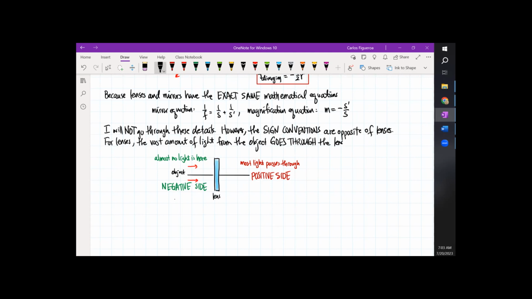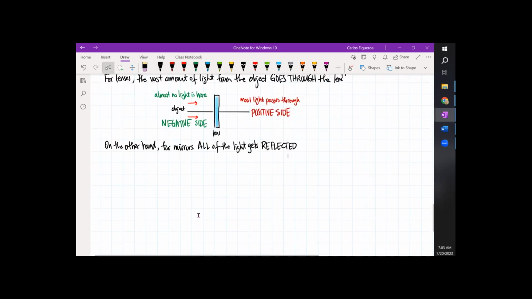Now, I could say the exact same thing for mirrors. On the other hand, for mirrors, all of the light gets reflected. So picture-wise, it's just the opposite. So let's say in this situation, I now have a mirror instead of a lens.